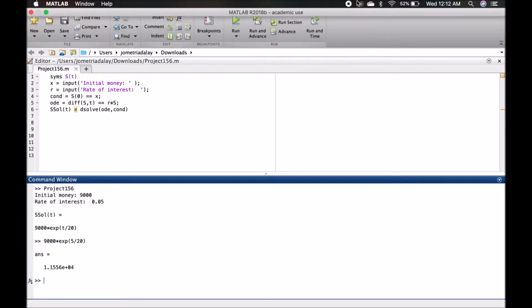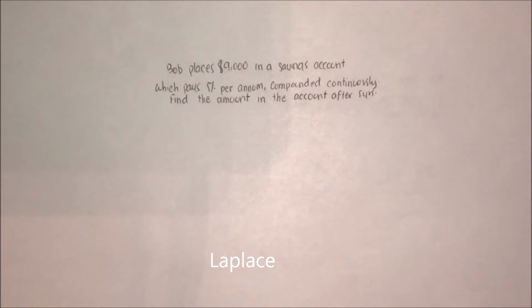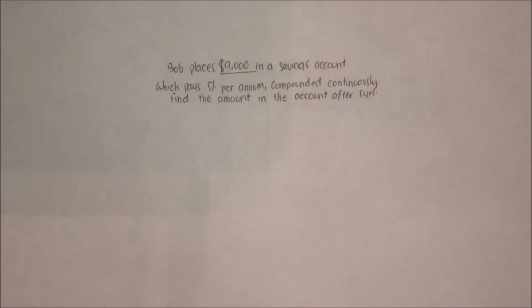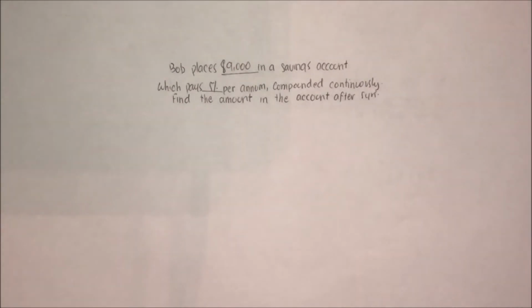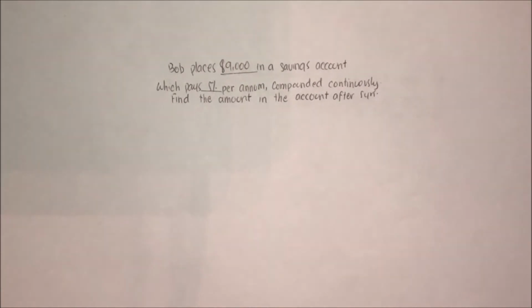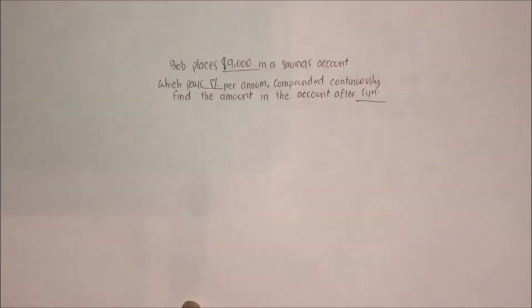If we substitute 5 to the equation in the MATLAB, we will be getting the exact same answer as the one we solved manually. So for our problem, Bob places $9,000 in a saving account which pays 5% per annum, compounded continuously. Find the amount in the account after 5 years.